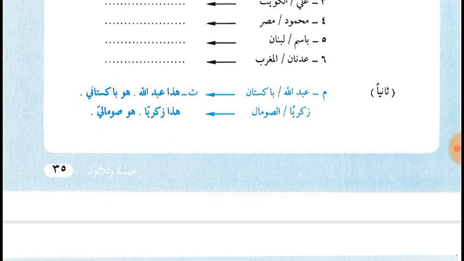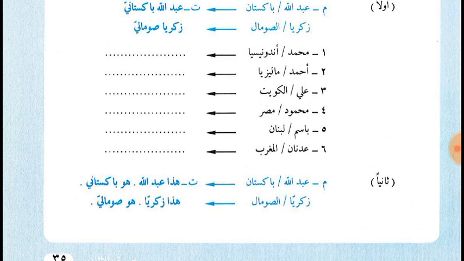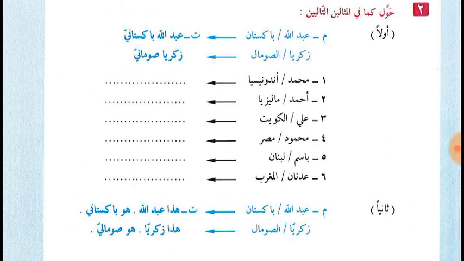Then we have Abdullah, Zakriya, Somali. This time we will introduce all these names. Haza Abdullah huwa Pakistani. This is Abdullah. He is a Pakistani. Haza Zakriya huwa Somali. This is Zakriya. He is Somalian. Now introduce all these again. Introduce Muhammad Indonesian. Say Haza Muhammad huwa Indonesi.